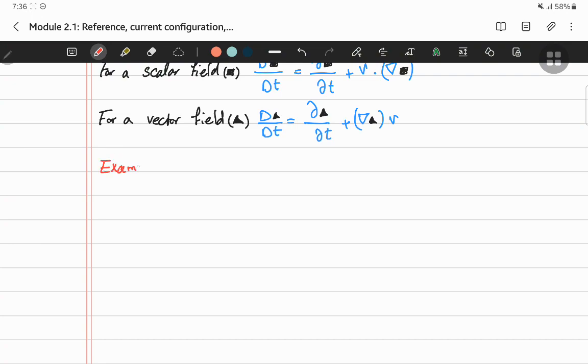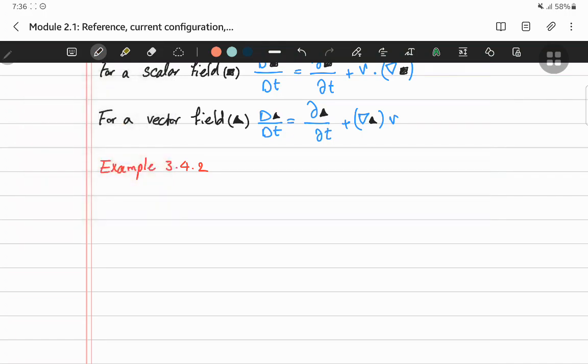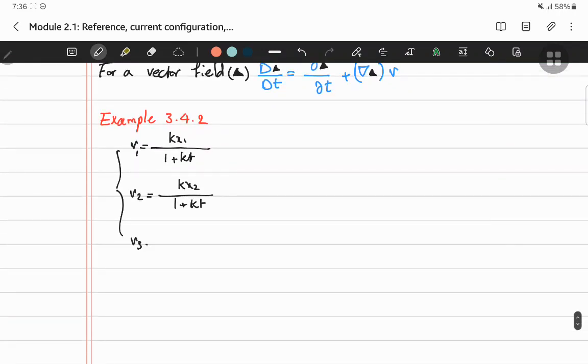So we have example 3.24 in here. If you look here, we have a velocity field. The problem is giving us a velocity field where v1 is equal to kx1 divided by 1 plus kt, v2 is basically kx2 divided by 1 plus kt, and v3 is equal to kx3 divided by 1 plus kt.